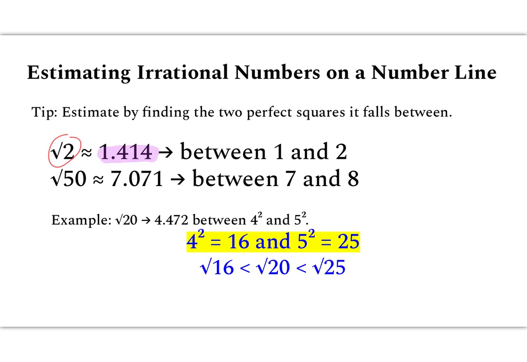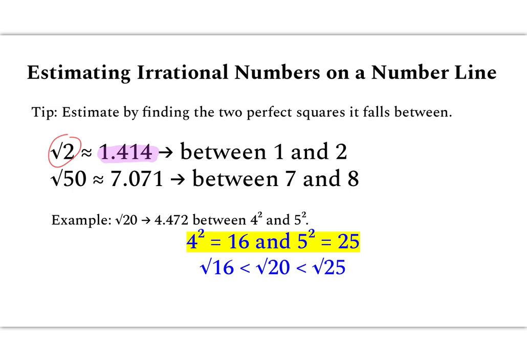Similarly, square root of 50 is between 7 squared, which is 49, and 8 squared, which is 64. That means square root of 50 is a little more than 7, so we estimate it's about 7.07.